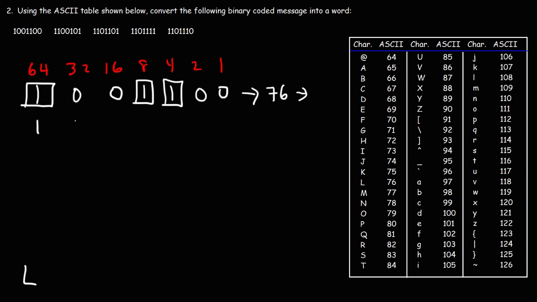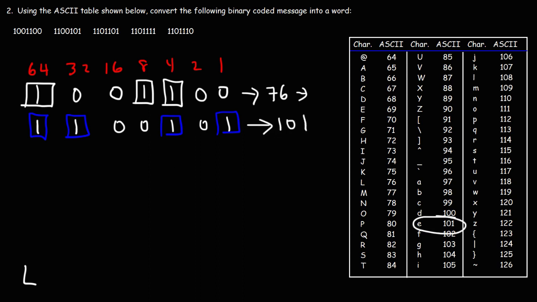It's 1, 1, 0, 0, 1, 0, 1. So we have a 64, a 32, a 4, and a 1. So 64 plus 32 plus 4 plus 1, and that is 101. And 101 corresponds to the letter E. So we have a lowercase e. Now let's move on to the next one.